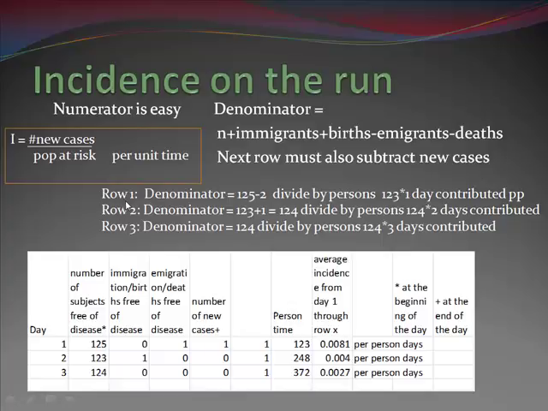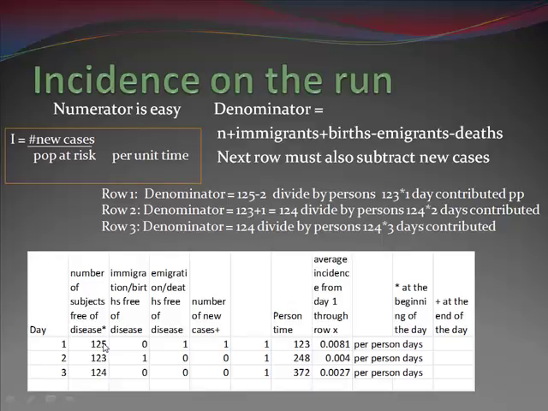If we were just to calculate the incidence at the end of day 1, we would have 125 in the original population, but we would lose 1 along the way, either through death or emigration, and 1 would convert to being a new case. Now, you're first saying, well, why don't you use 125 as the denominator? You could in this case.